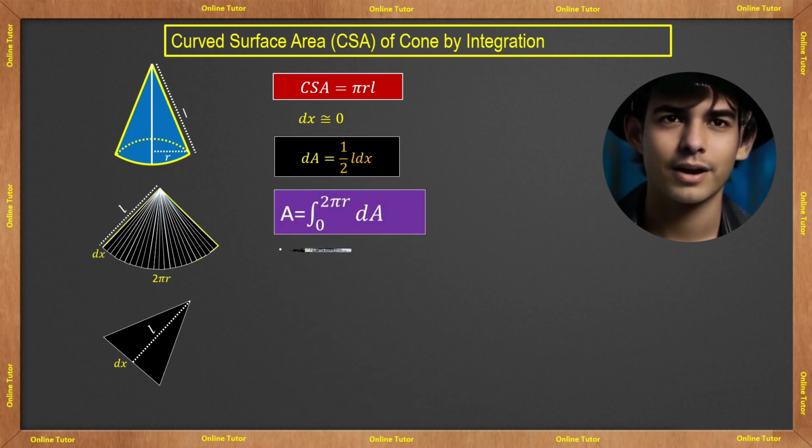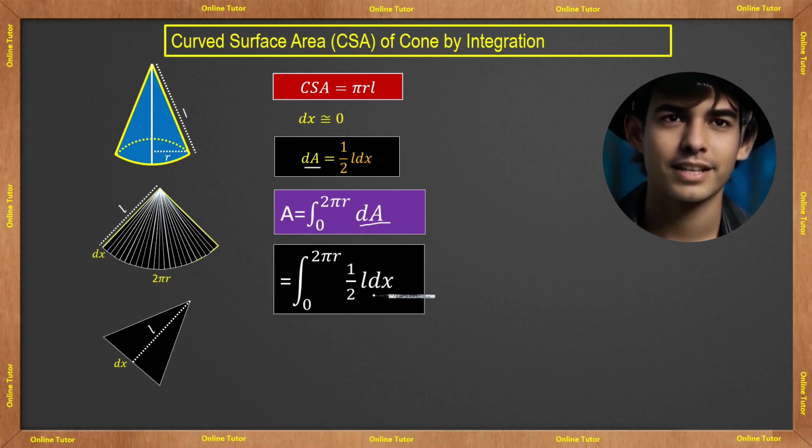So now the area of this shape will be the integration from 0 to 2 pi r of dA, this single small triangle. I have zoomed it here. Now I'll put the value of dA here, so this integration will become 0 to 2 pi r of half L dx. Because half and L are constant, they can come out of the integration. So half L is outside of the integration, and now it will become 0 to 2 pi r of dx.